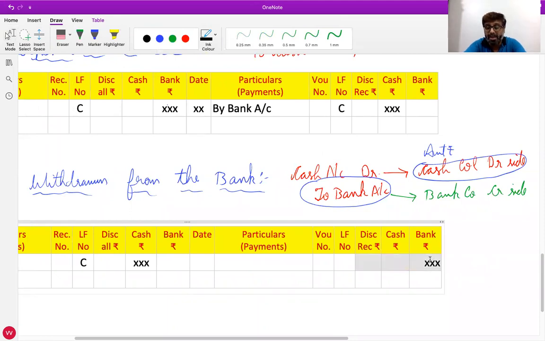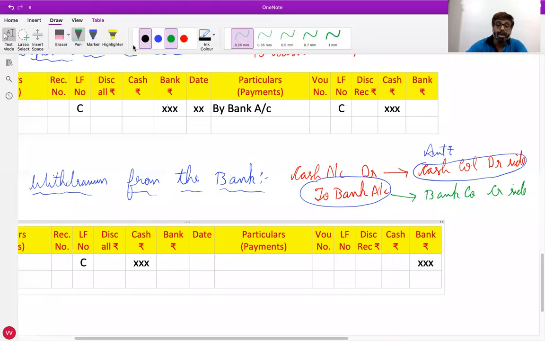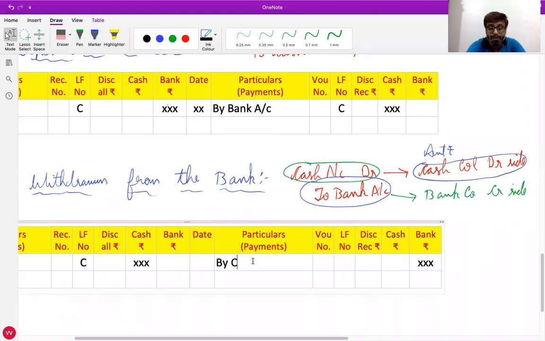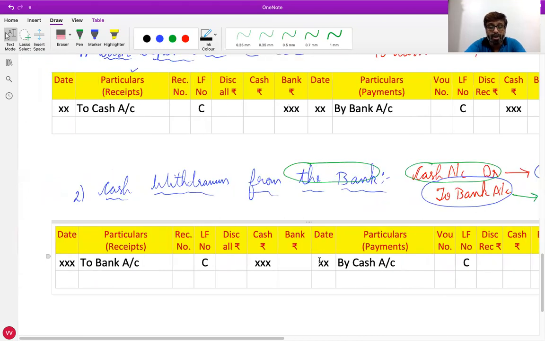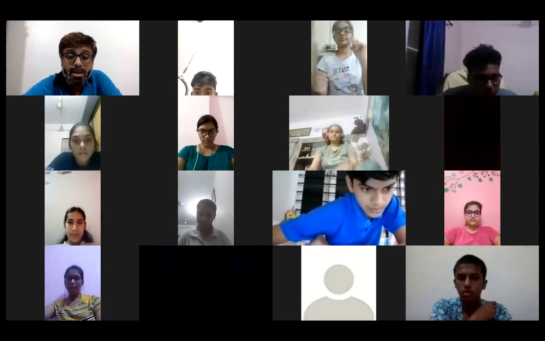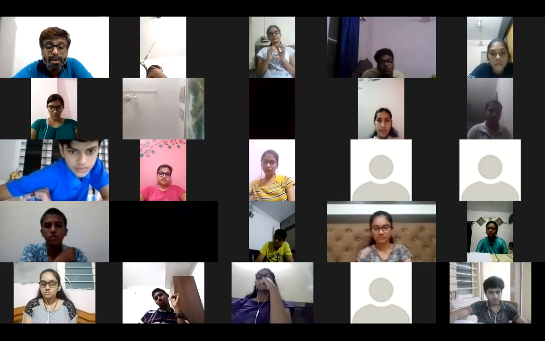Is this clear to everyone? Now what will you write in the particulars? You'll write the name of the opposite account, which is by cash account. And the date, and then in the LF column you will write C for contra entry. Why do we write C in the LF column? To show that this transaction is a contra entry.